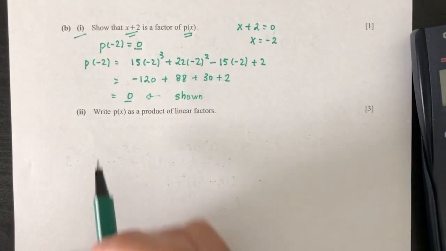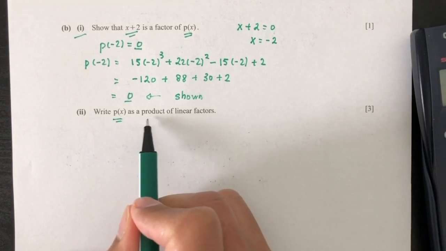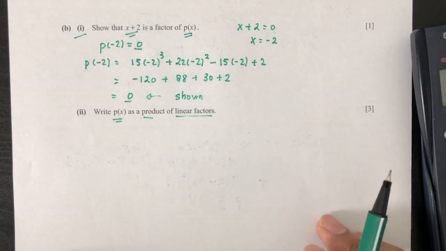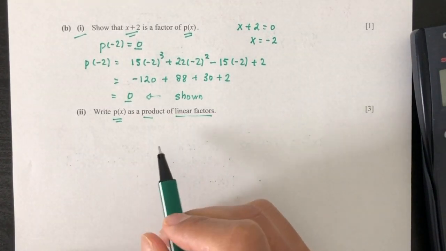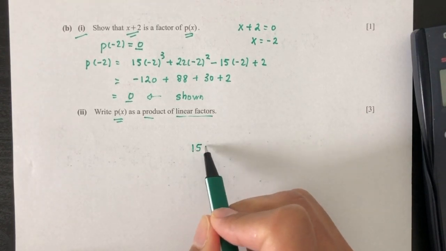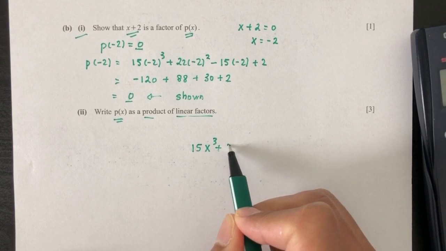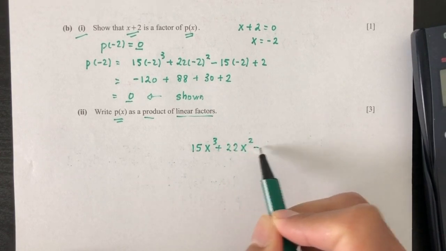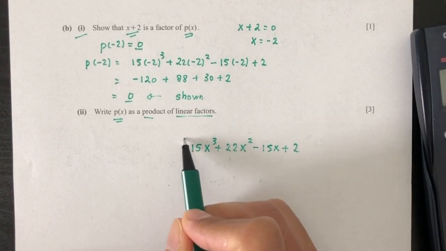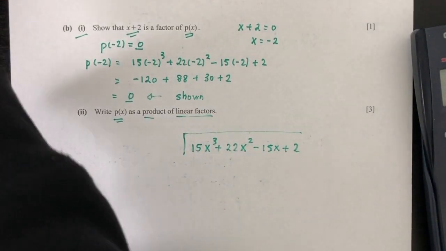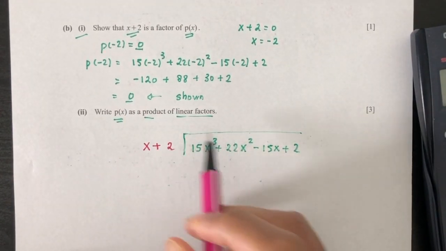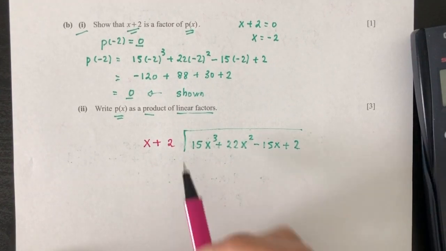Now for part 3, write p of x as a product of linear factors. So we have to find all the other factors of this function. So we have to first divide the function. So let's write down, this is our function, 15x cubed plus 22x squared minus 15x plus 2. Since we know x plus 2 divides the function exactly, this is a factor, we can find the quotient and find the other factors. So let's do that.